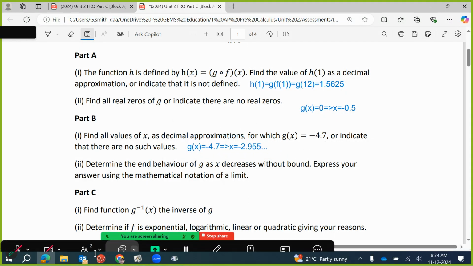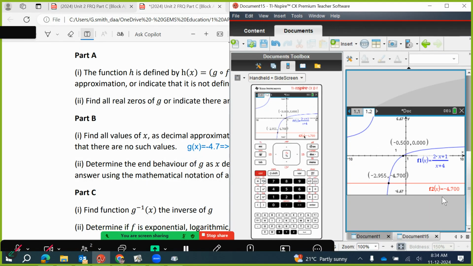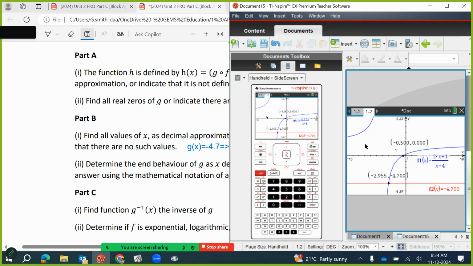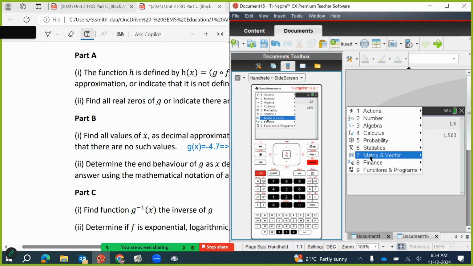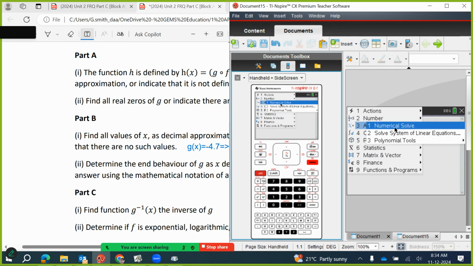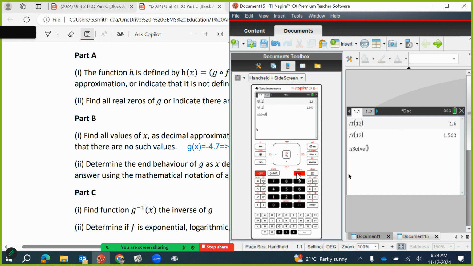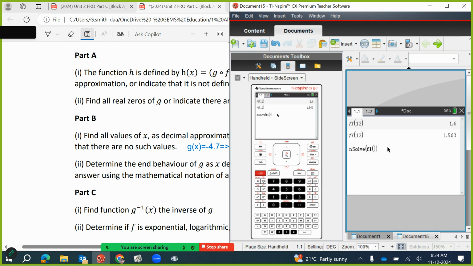Okay, another technique that you might use to do this, we can see that there's one solution. So if you know there's one solution, then you can use nsolve. If you don't, you want to be a little bit more careful. So just nsolving this one, I can use the function f1 of x is equal to minus 4.7, solve for the variable x, and it will give me the answer there.